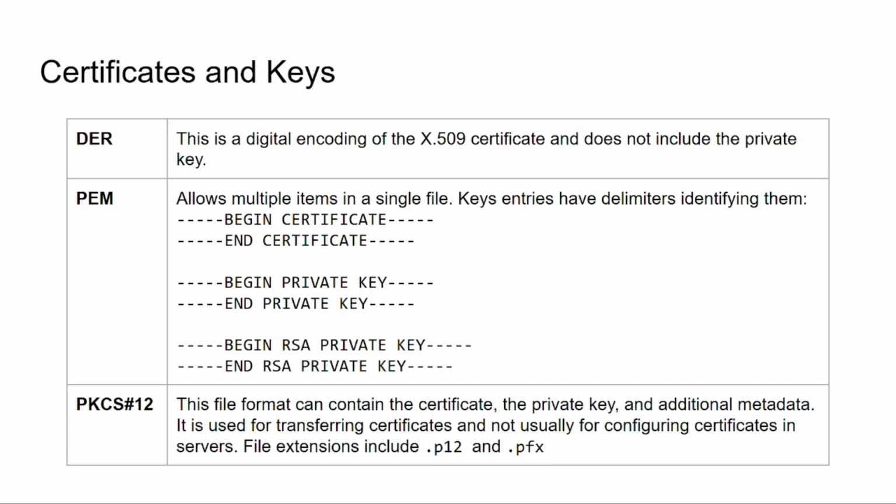Finally, PKCS number 12 defines a container file format that can be used to send certificates, keys, or both. It can also include metadata like a friendly name for the certificate and other attributes that aren't actually in the certificate itself. It's primarily used for transferring certificates from one place to another. Oh, and you'll see those as P12 and PFX files.